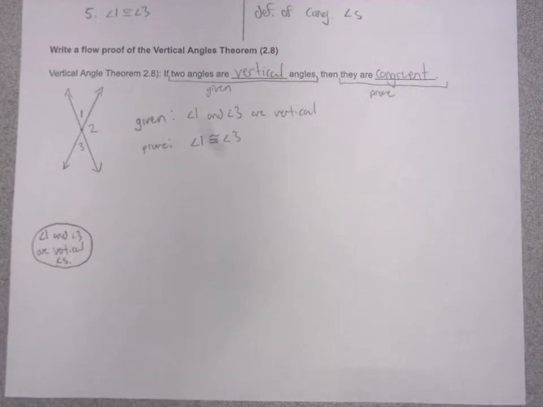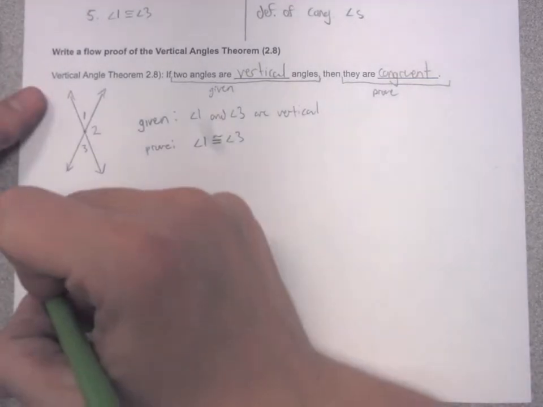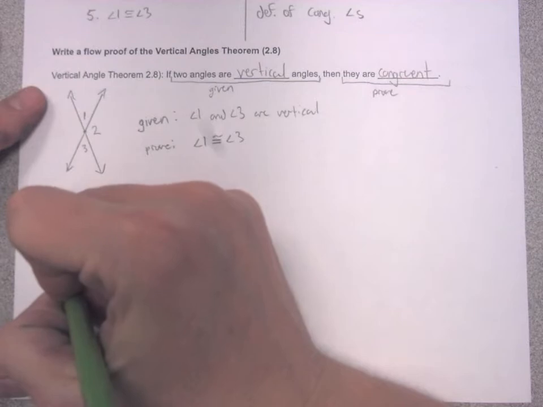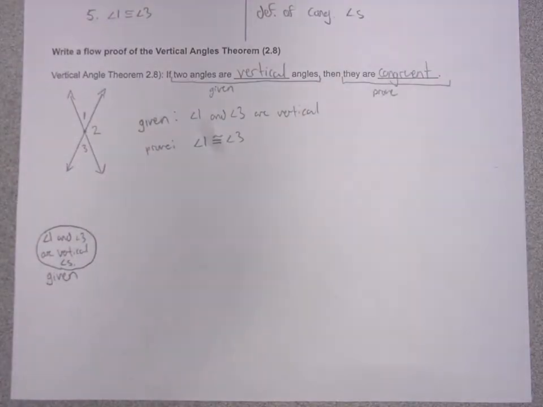They abbreviate the word angles using that kind of setup. Okay, so that's what we know. Now in a flow proof, the reason goes underneath the shape. So I know this is true because it's given.